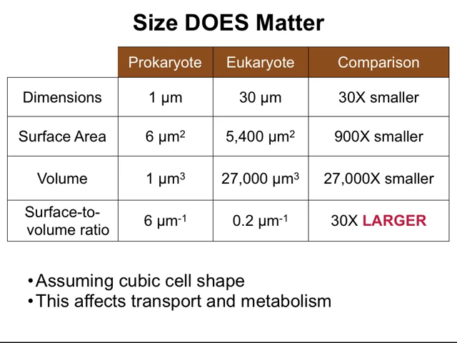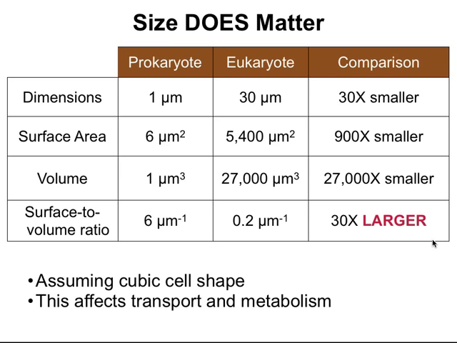So they really don't have a need for all this complex internal structure. Let's look at the dimensions as an example. If we look at a prokaryote with an average of 1 micrometer and a eukaryote with an average of 30 micrometers, we'll see that that's about 30 times smaller. We'll see that the prokaryotic surface area is 900 times smaller. When we consider the volume, it's 27,000 times smaller in a prokaryote than it is in a eukaryote. So that allows us to have a surface area to volume ratio which is 30 times larger in the prokaryote than it is in a eukaryote.